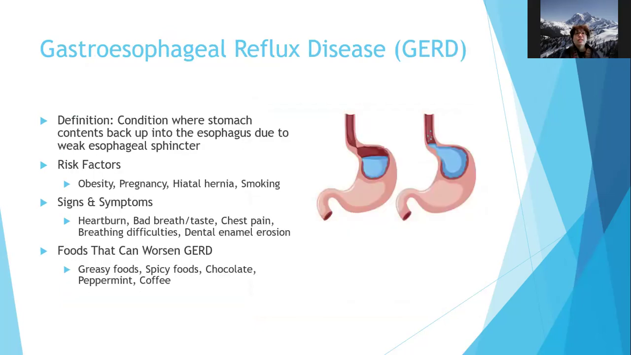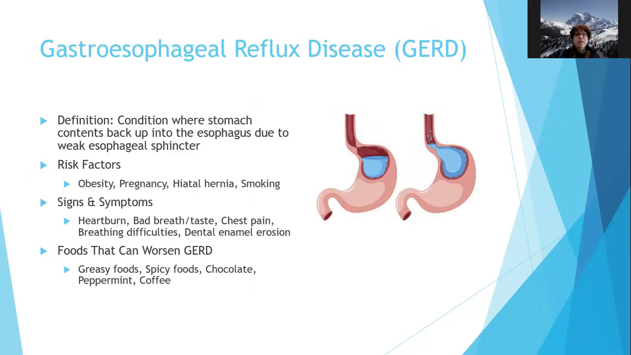So GERD, gastroesophageal reflux disease, is where the stomach contents back up into the esophagus due to a weak esophageal sphincter. So normally we have that sphincter between the esophagus and the stomach to keep things from backing up and keep them moving forward. Well, risk factors include obesity, pregnancy, hiatal hernia, which is where the top of the stomach comes out into the esophagus, and smoking. I don't know why smoking is, but there you go. Those are risk factors for GERD.